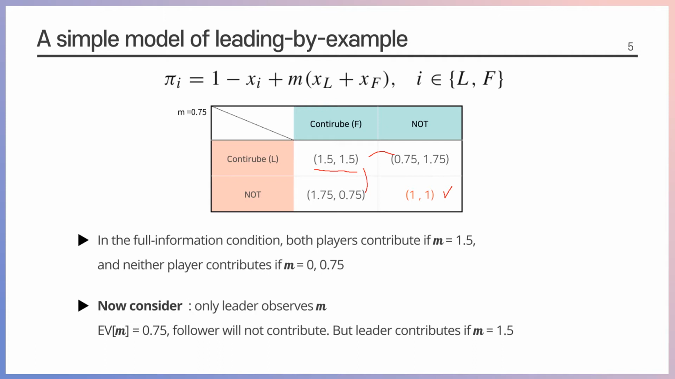Now consider the situation where only the leader observes m. So, asymmetric information. Because the expected value of m is 0.75, as we found above, the follower will not contribute under any circumstance. But the leader chooses to contribute only if m is 1.5. The leader can get more output when he contributes regardless of the follower's decision.